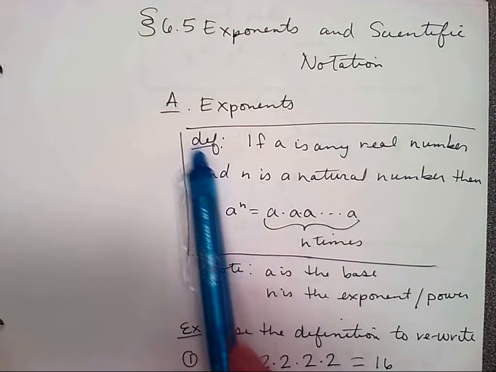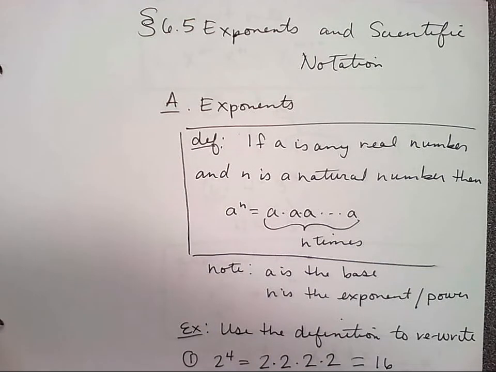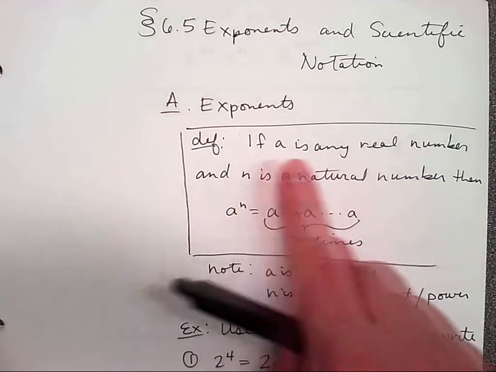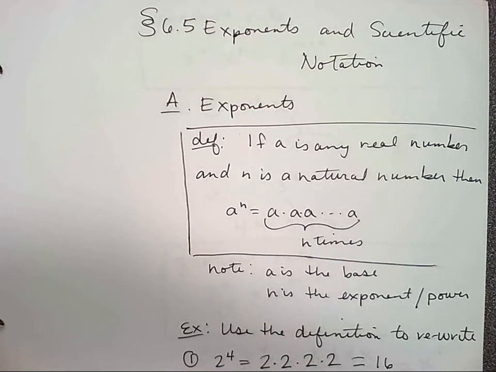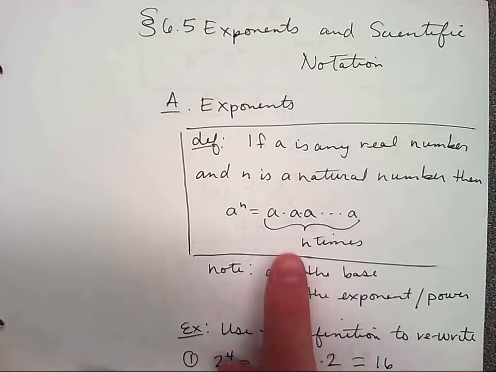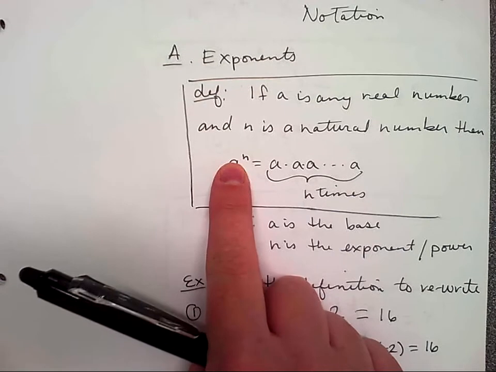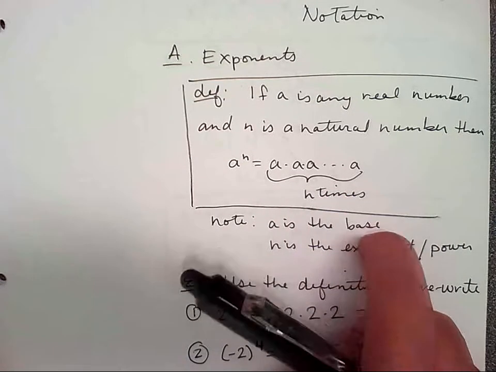So we have the definition of exponents: if a is a real number and n is a natural number, what's a natural number again? A natural number is like a counting number, 1, 2, 3, 4, 5, 6, 7, 8, 9, 10, right? Not zero and not negative numbers. So n is a natural number. A to the n power is a multiplied by itself n times, right?